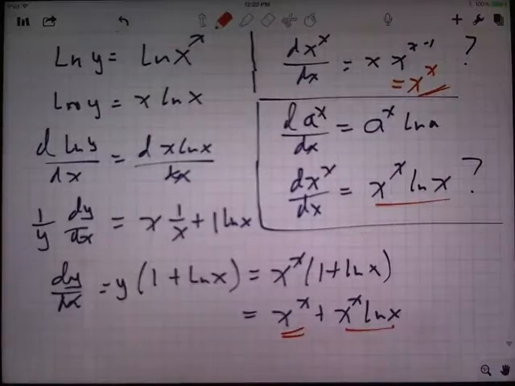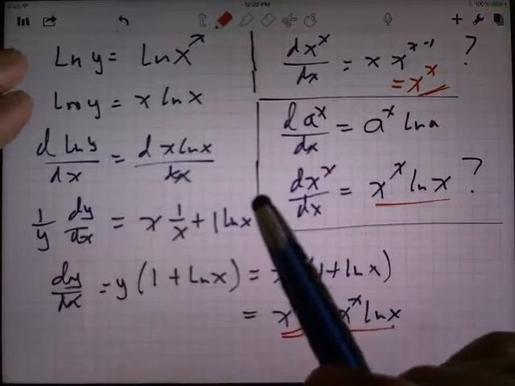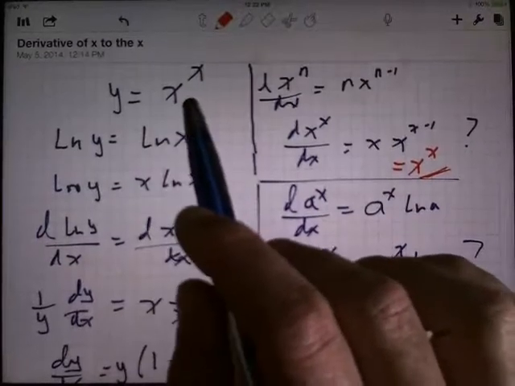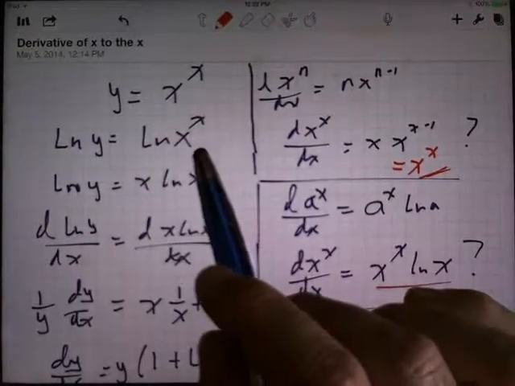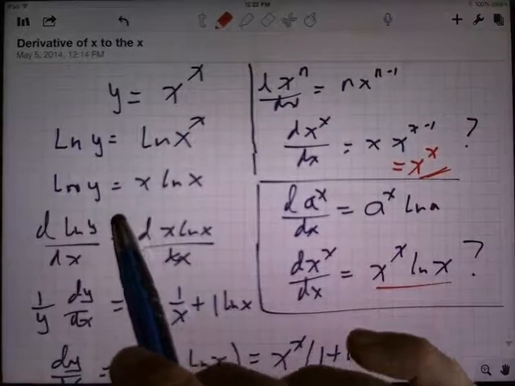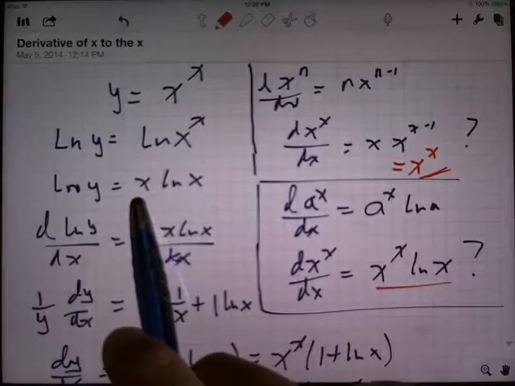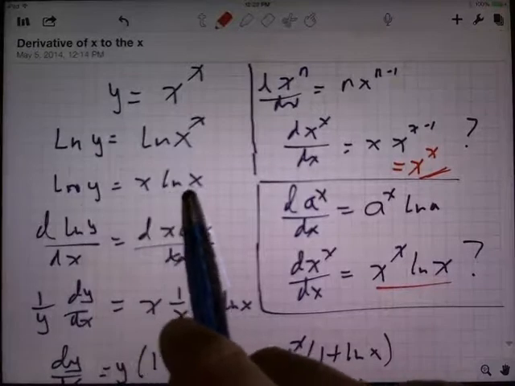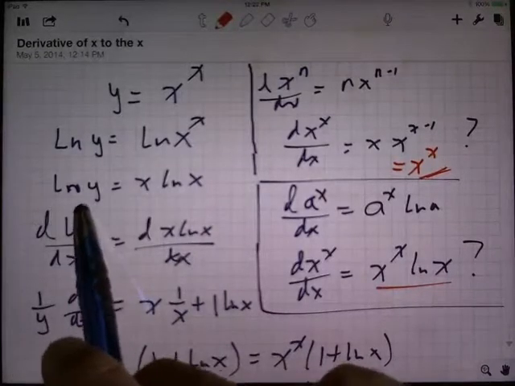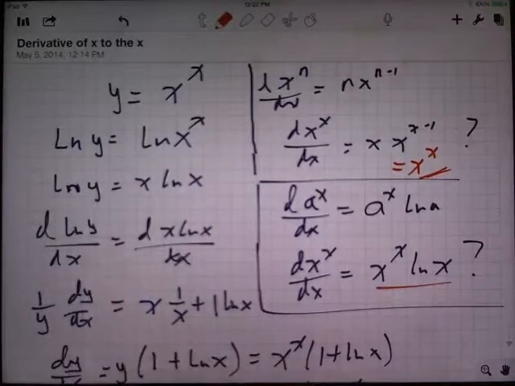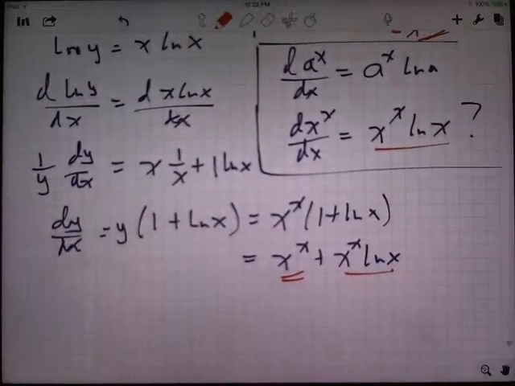Main point here though, I've got a function that I don't have a derivative rule for. But by taking the log of both sides, I can break it down into things that I do have derivative rules for. I know how to take the derivative of the product, I know how to take the derivative of x, and how to take the derivative of log of something. Likewise over here, I know how to take the derivative of log y. So I turn something I don't know into something that I do know using logarithmic differentiation here. Okay, there you go.